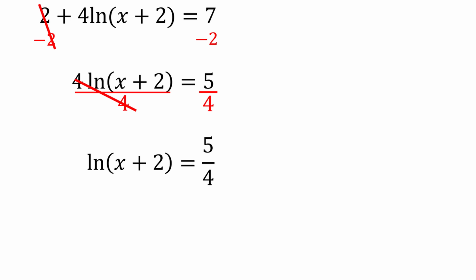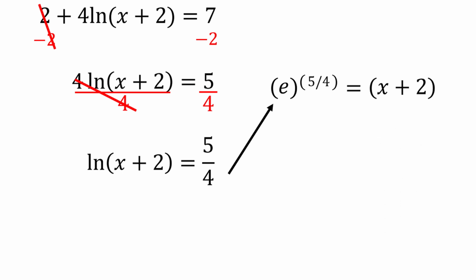Now we can rewrite this as an exponential using the idea of left, right, and center. We know we need blank to the blank is equal to blank. Left is the base of the log, which is e, since we have the natural log. Right is the answer of 5/4, which becomes the exponent. Center is the argument of the log, which is x plus 2. We have e to the 5/4 is equal to x plus 2.